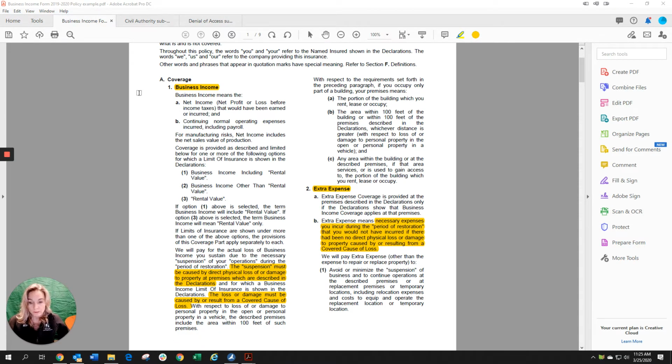And here at the bottom is where it defines two really important pieces to this coverage. The first, it says what they will pay for. So it says, we will pay for the actual loss of business income you sustain due to the necessary suspension of your operations during a period of restoration. So those terms are going to be defined somewhere else in your 100, 200, 300, 400 page policy. Here's where it says the suspension must be caused by a direct physical loss of or damage to property at the premises, which is listed in the declarations.